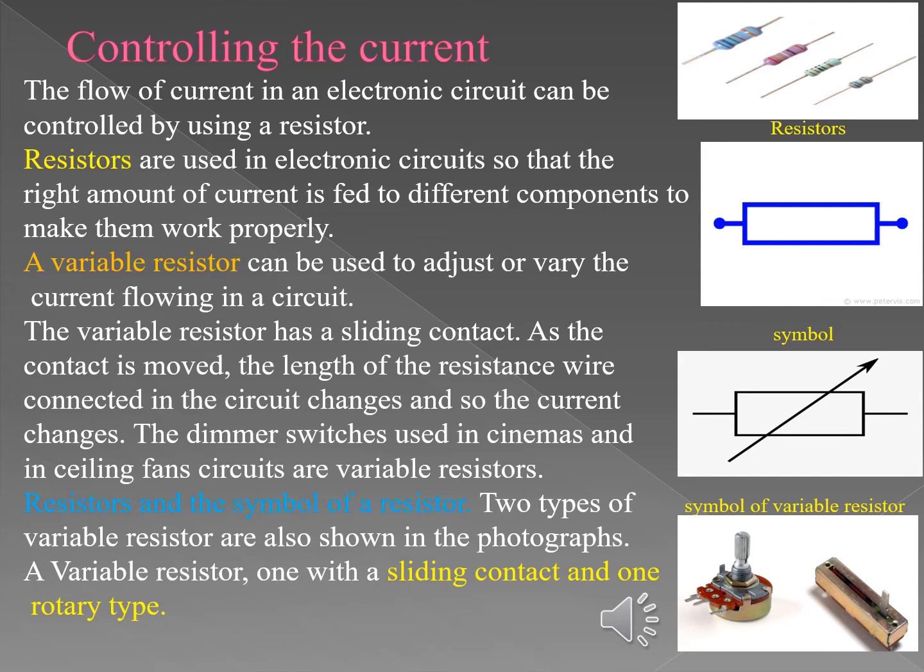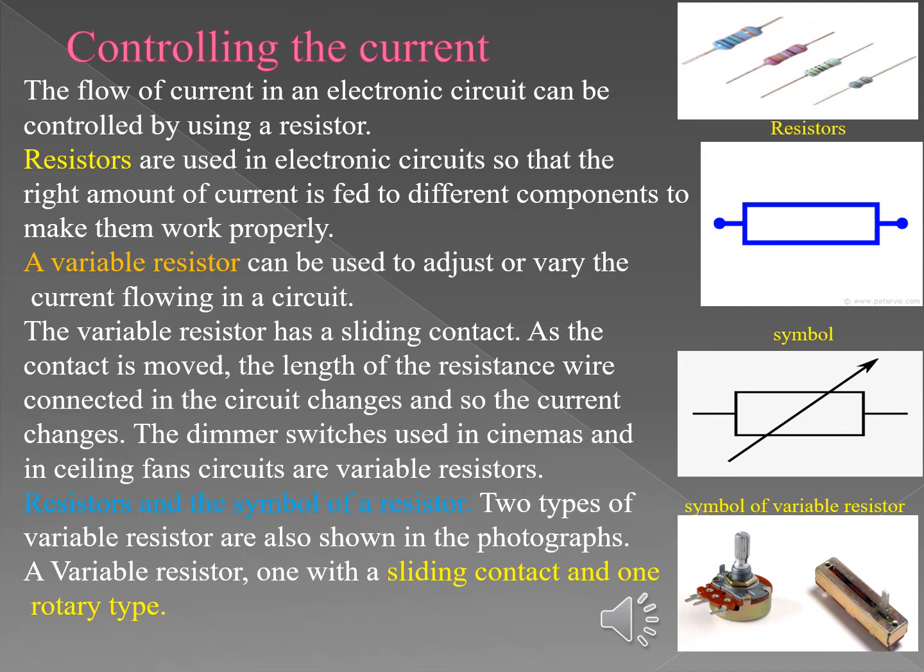The variable resistor has a sliding contact. As the contact is moved, the length of the resistance wire connected in the circuit changes and so the current changes. The dimmer switches used in cinemas and in ceiling fan circuits are variable resistors.